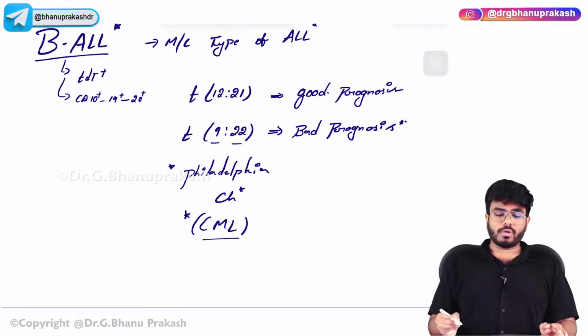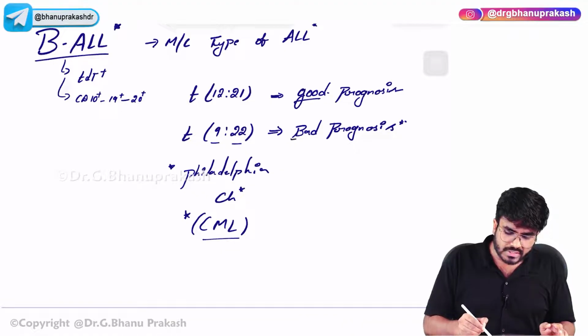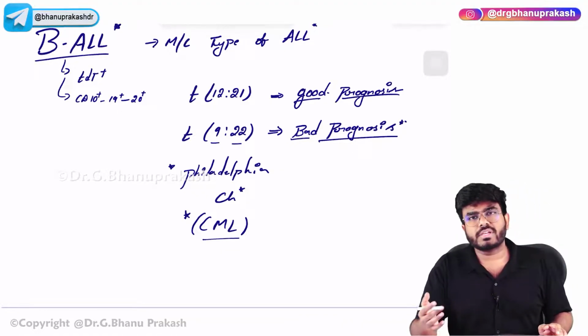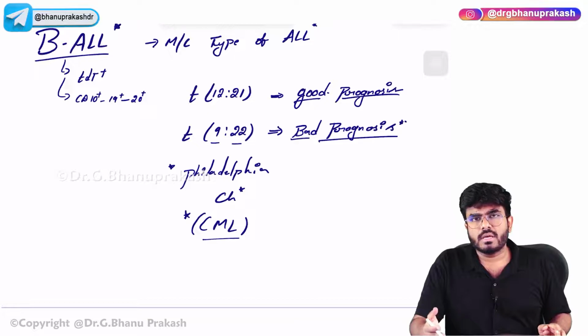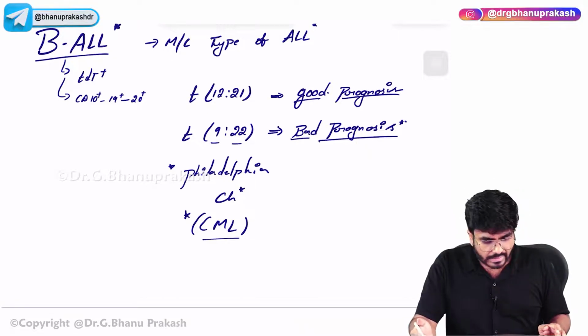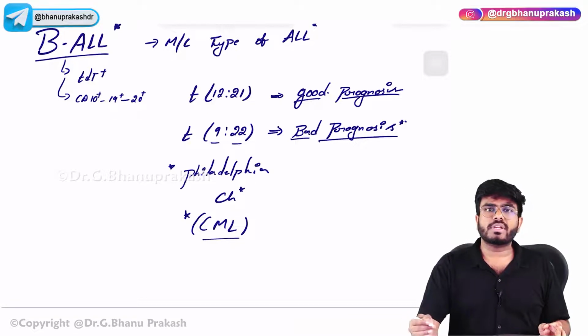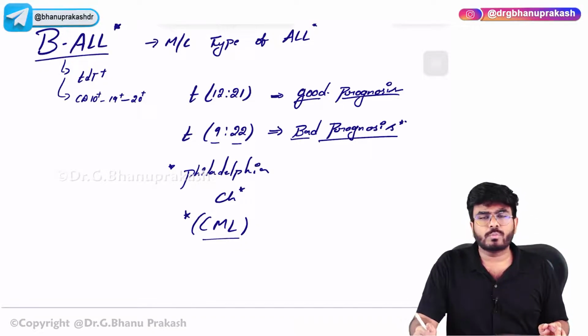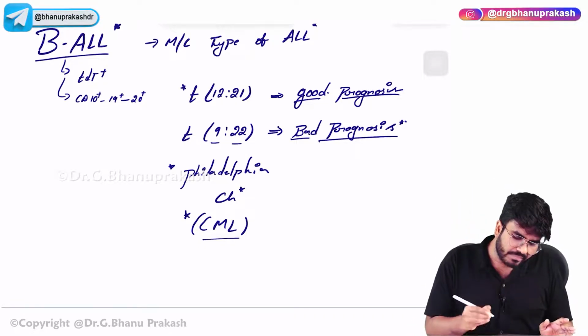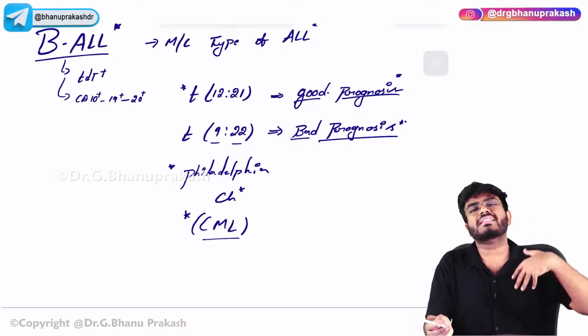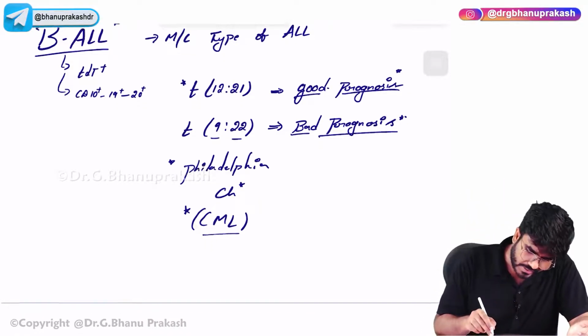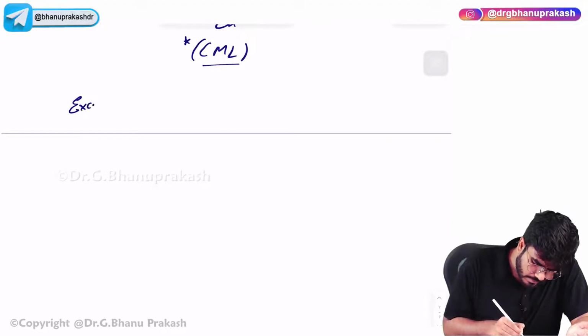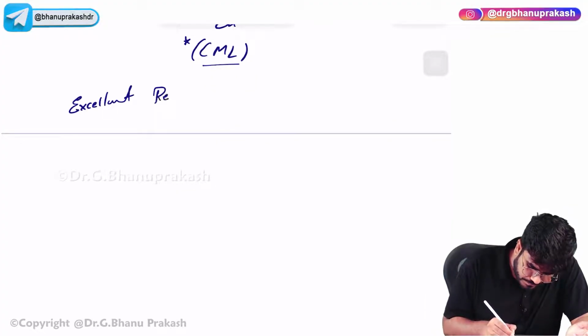So prognosis is dependent on the cytogenetic abnormality. Both translocation 12;21 and translocation 9;22 can lead to BALL, but translocation 12;21 is going to have the good prognosis. Translocation 9;22, which is resulting in the Philadelphia chromosome, is going to have the bad prognosis. If the patient is having the good prognosis type, there is going to be an excellent response to chemotherapy.